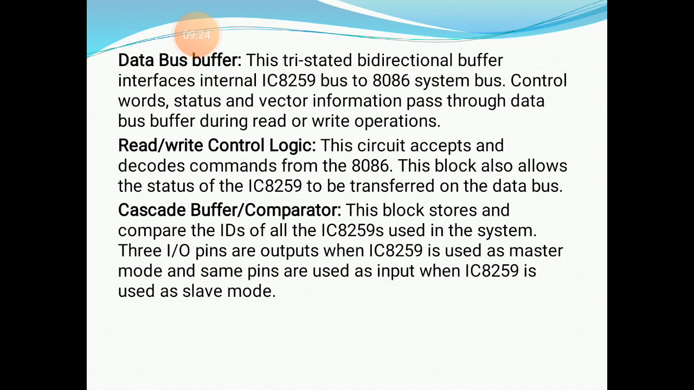The cascade buffer or comparator unit stores and compares the identification of all the IC8259s used in the cascaded system. There are 3 IO pins that are used as output pins when the IC8259 is used as a master device, which is connected directly to the microprocessor, and the same pins are used as input pins when the IC8259 is connected as a slave device, which is connected to the master IC8259.